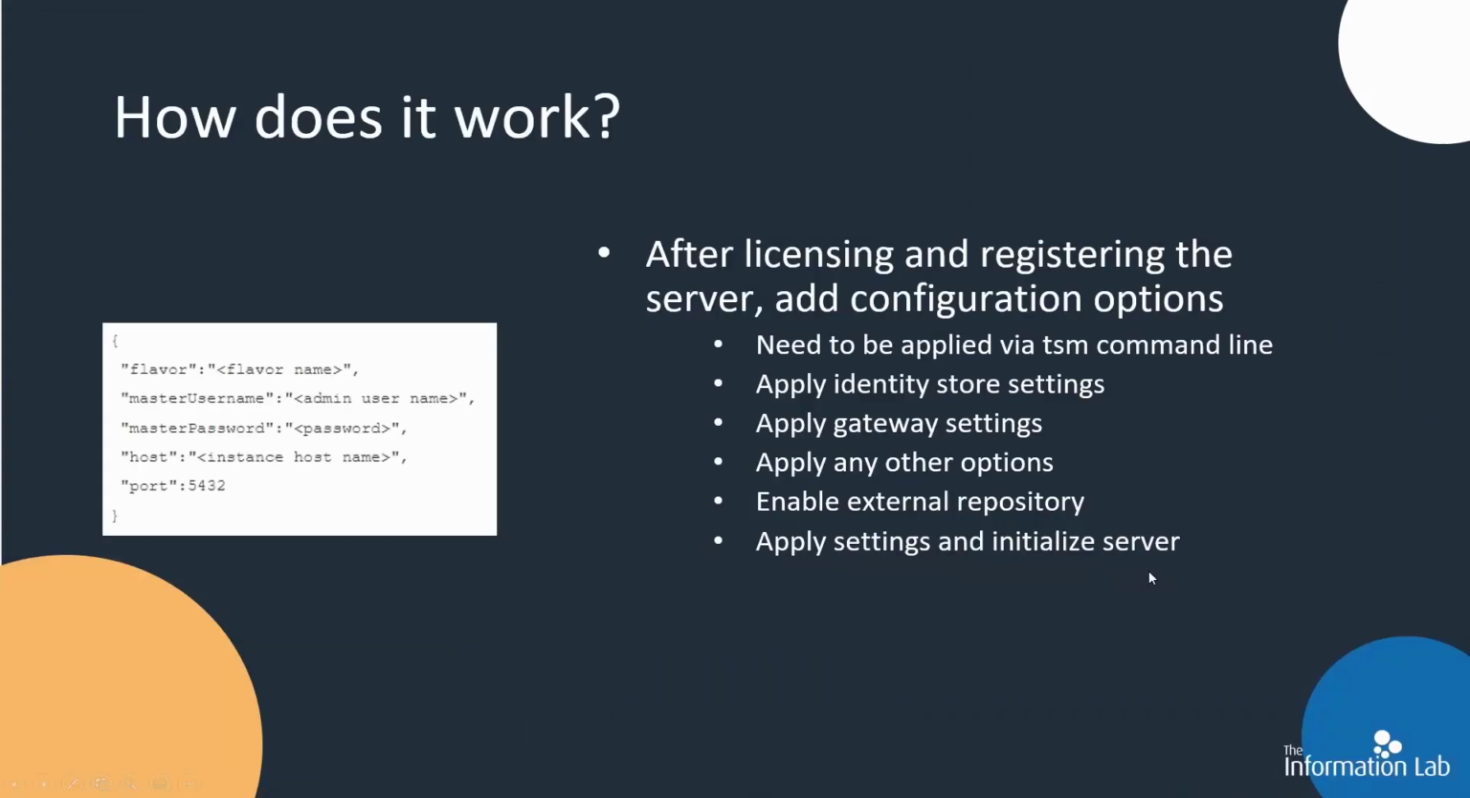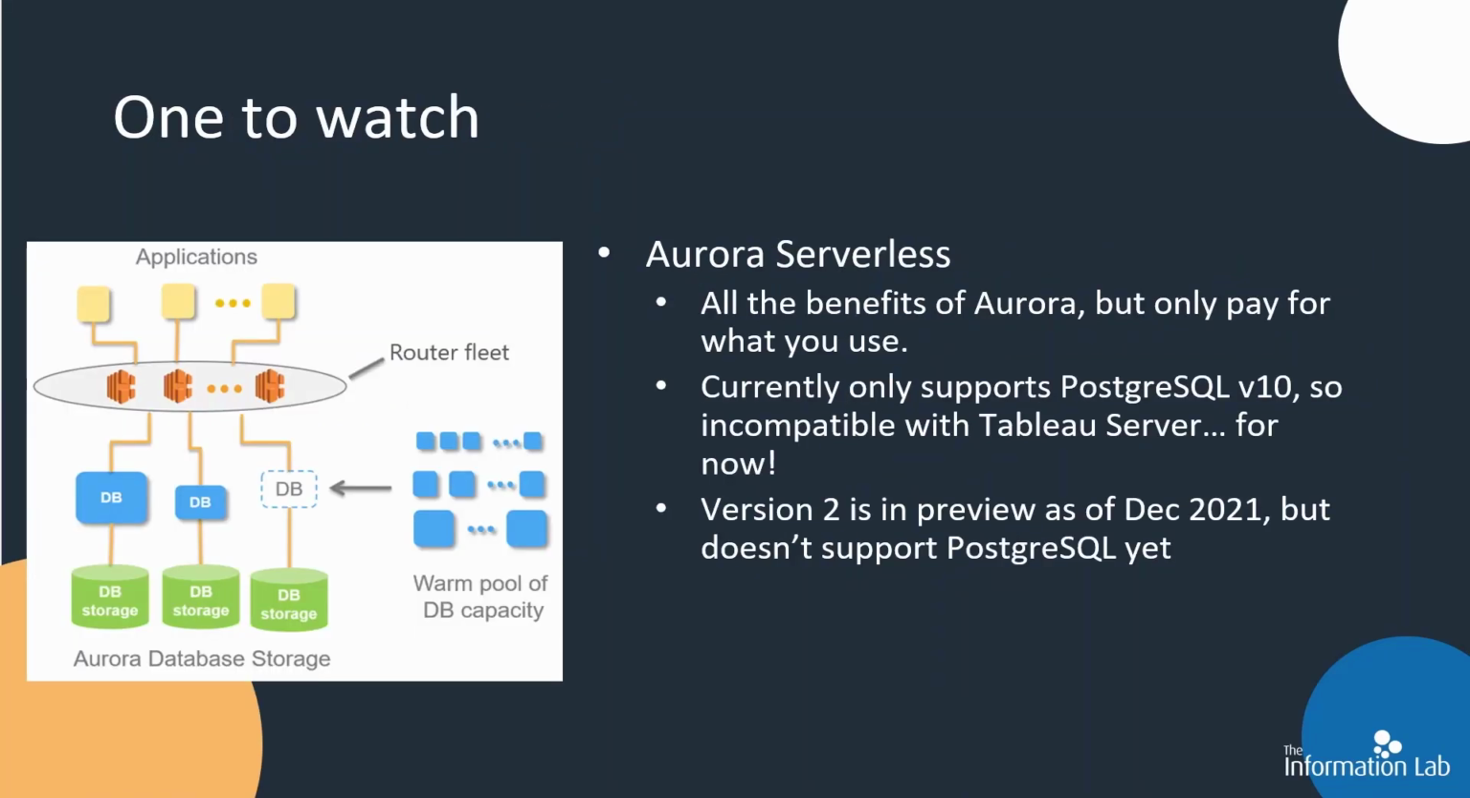So that is a quick introduction to how to get it up and running, and hopefully that has been useful. One last thing to mention before we close off this session. As of December 2021, this isn't quite ready to set up the Tableau server, but Aurora Serverless is also available on AWS. This works the same way as Aurora, but you don't have to scale up the machine to match your requirements. It does it all for you.